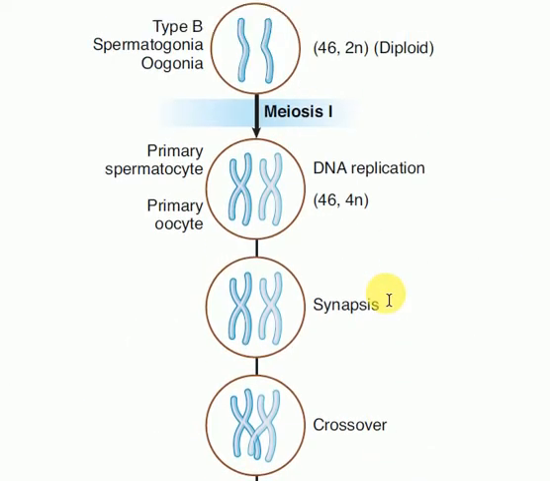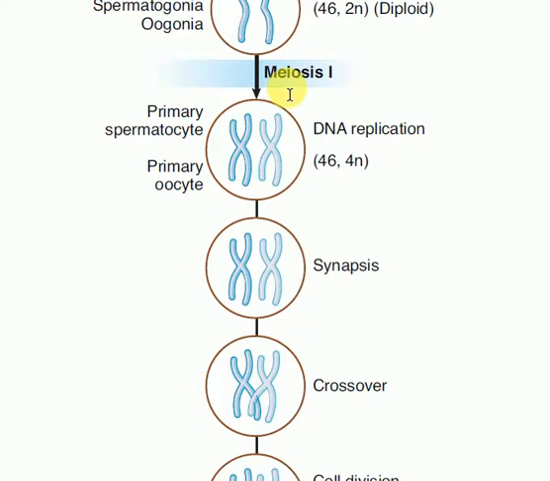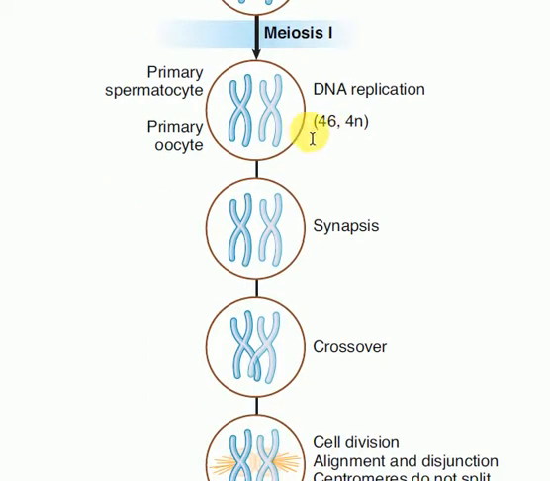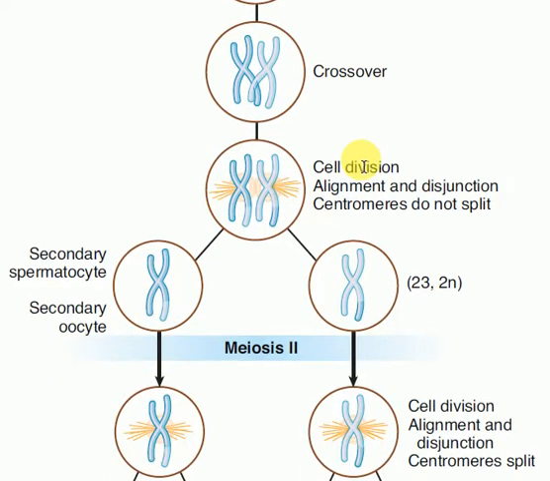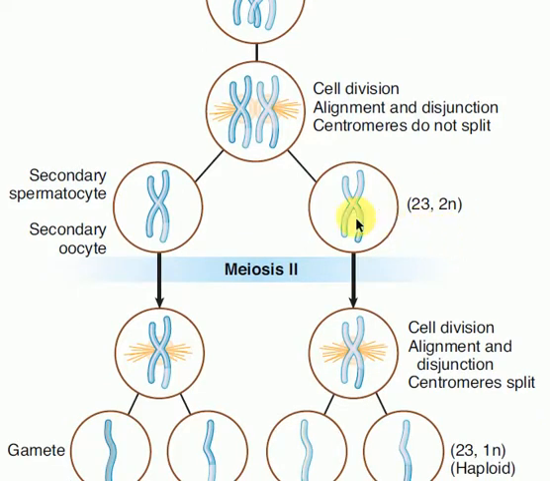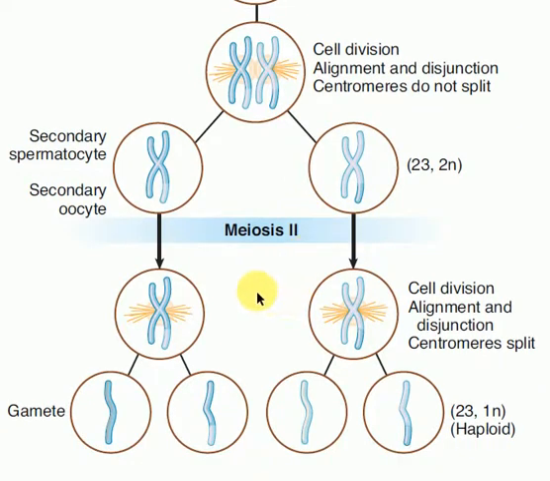So we started from a single cell, which is a somatic cell, a spermatogonia or oogonia. We went from a single cell that was diploid, with 46 chromosomes, to a committed, meiotically active cell with 46 chromosomes and a tetraploid number. And now, after the first meiotic division, we end up with a cell containing 23 chromosomes with a diploid number.